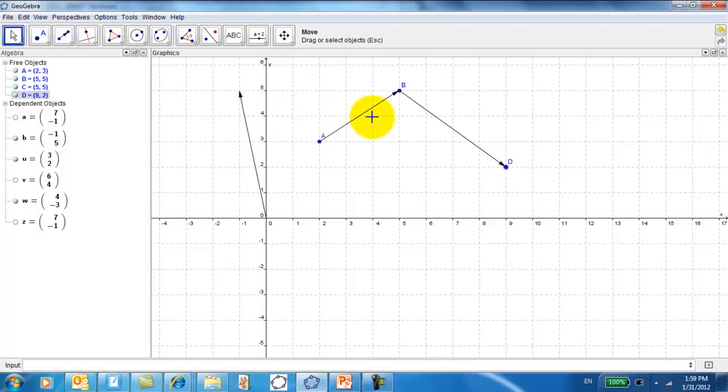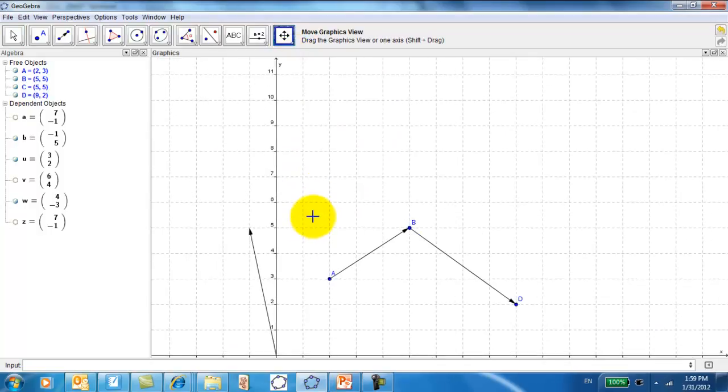Now, where's that coming from? Well, let's move our grid here. And when we do U minus W, we have to take the opposite direction of this vector. So for a vector in the opposite direction, let's look at what the opposite of W looks like.